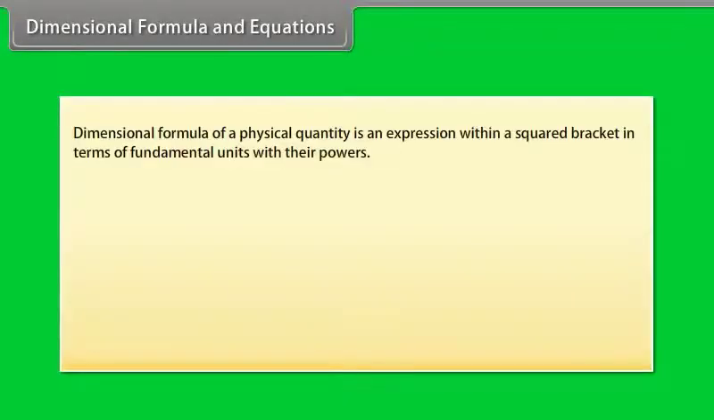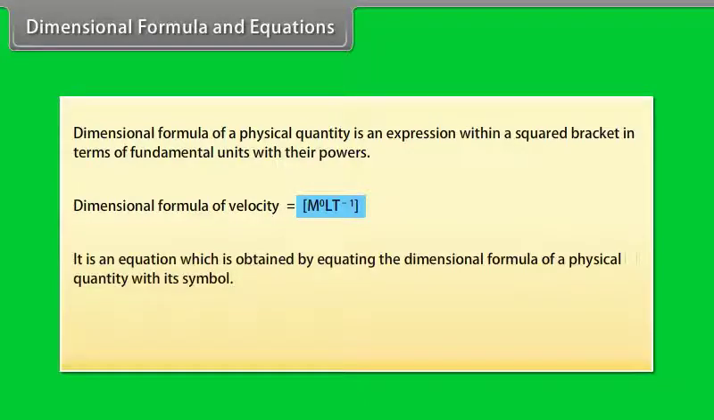Dimensional formula and equations. The dimensional formula of a physical quantity is an expression within square brackets in terms of fundamental units with their powers. Let us take an example. The dimensional formula of velocity is [M to the power 0 L T to the power minus 1].